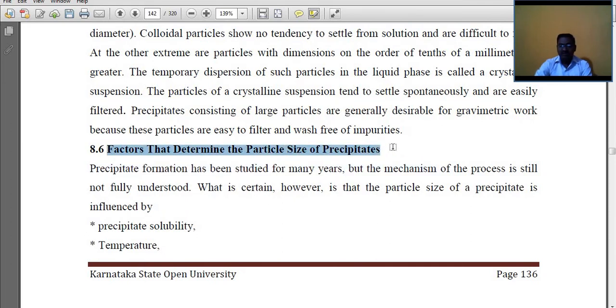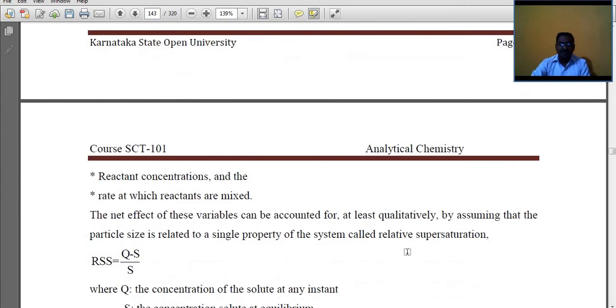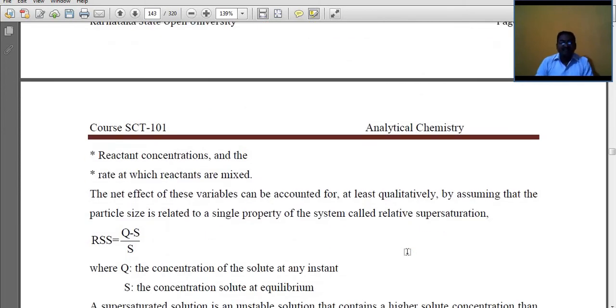Factors that determine the particle size of precipitate. Precipitate formation has been studied for many years, but the mechanism of the process is still not fully understood. What is certain, however, is that the particle size of the precipitate is influenced by precipitate solubility, temperature, reactant concentrations, and the rate at which reactants are mixed.